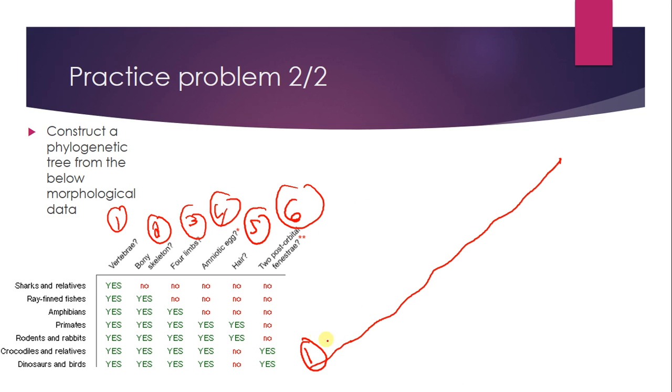All but one had a bony skeleton. The ones that didn't have a bony skeleton were sharks. So we're going to bring it over here, and I'm going to say this is sharks, and 2 must have developed right here. Now, go to 3, 4 limbs. Well, neither sharks nor ray-finned fishes have 4 limbs. So ray-finned fishes must have diverged before the development of four limbs. So I'll just put ray there.